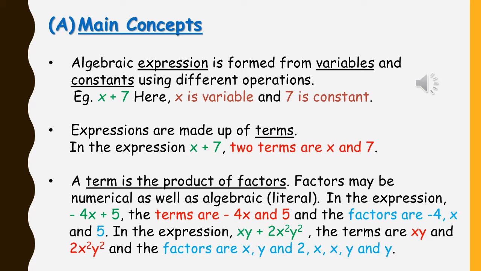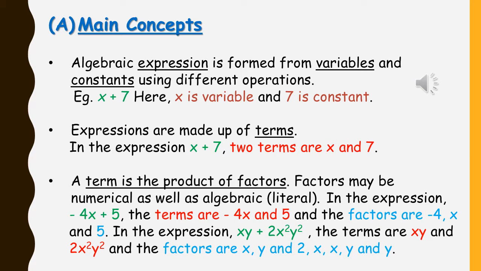Algebraic expression is formed from variables and constants using different operations like addition, subtraction, multiplication and division. For example, x plus 7 is an algebraic expression where x is a variable which can take different values in different problems, but 7 is a constant. The value of 7 remains same in every problem.